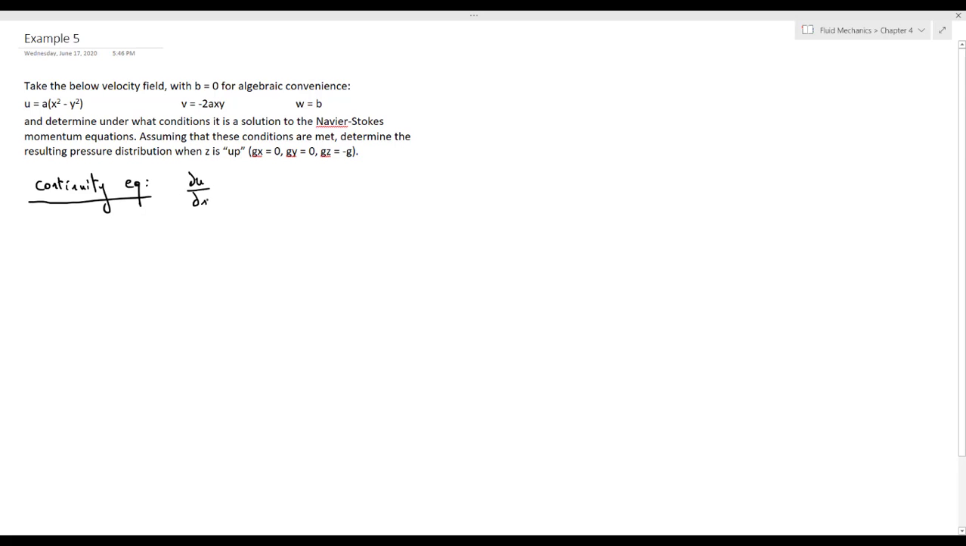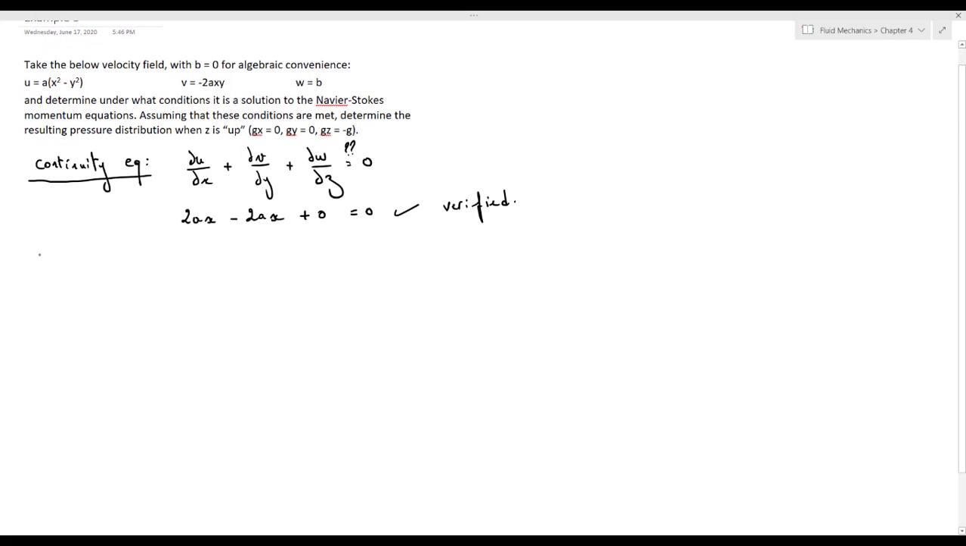So this is an incompressible flow, so the continuity equation should be del u over del x plus del v over del y plus del w over del z is equal to 0. So we need to see if this is equal to 0. del u over del x is 2ax, and del v over del y is minus 2ax, and del w over del z is 0. So 2ax minus 2ax is equal to 0. Then the continuity equation is verified. Of course, if the continuity equation is not verified, we should stop there and not continue the problem.